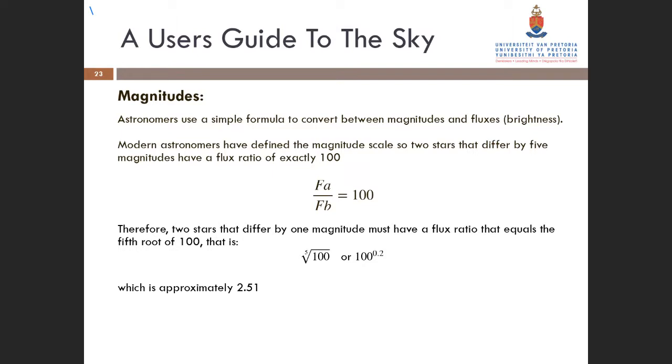So this part here is extremely important. We have to know that if the magnitudes of two stars differ by 5 magnitudes, their flux ratio will be exactly 100. Does that make sense?